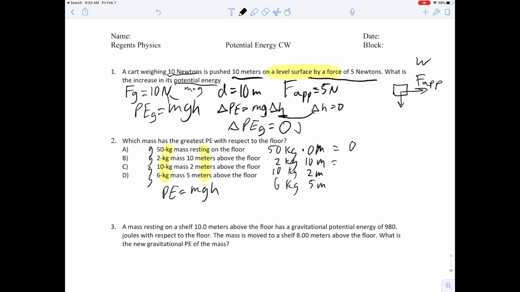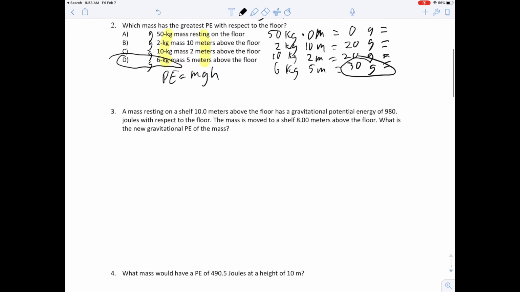So I've got 50 times 0, it's 0. 2 times 10 is 20. 10 times 2 is 20. And 6 times 5 is 30. Now each of these I would multiply by gravity to get it into joules, but you can just see that D is the winner. It's the highest number, 30. So that has the greatest potential energy with respect to the floor.